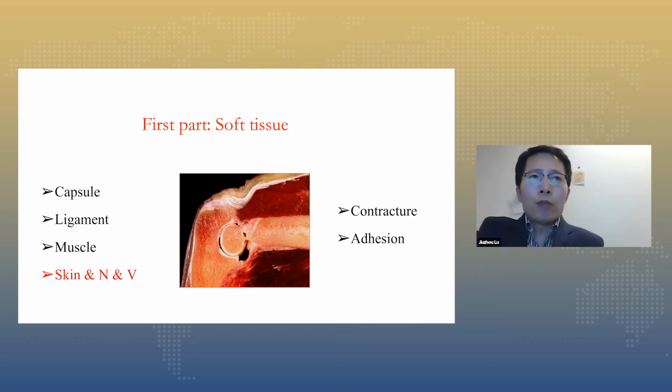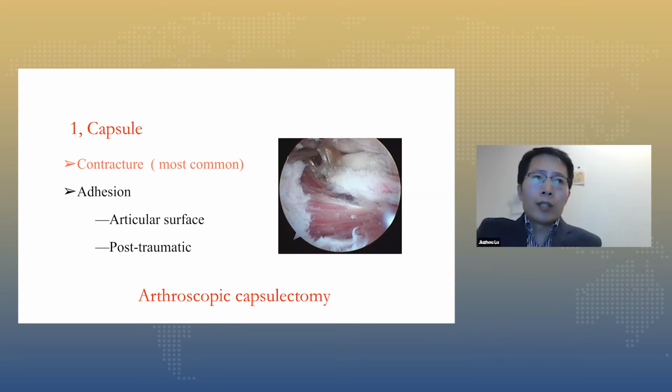The first part is soft tissue problems, which mainly include capsule, ligament, and muscle. And the pathologic change of this soft tissue is contraction and adhesion. Capsule contraction is most common in stiff elbow, or almost every stiff elbow. And the technique of arthroscopic capsulectomy has been well described by many people, like Dr. Savard. The capsule adhesion may occur when there is an intra-articular lesion. That will make the arthroscopic procedure much more challenging.